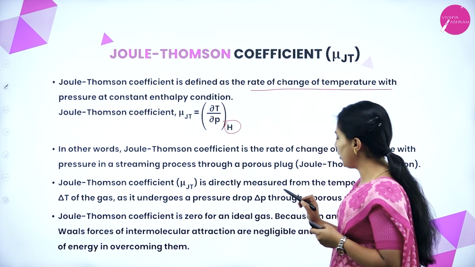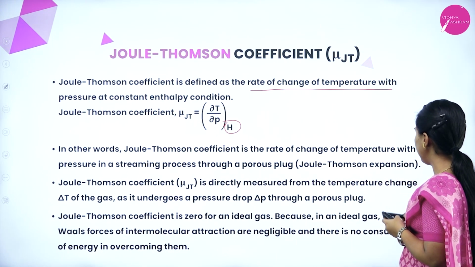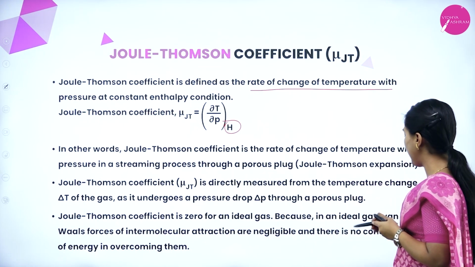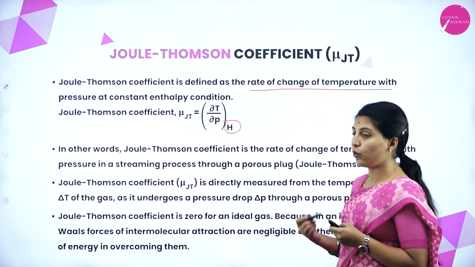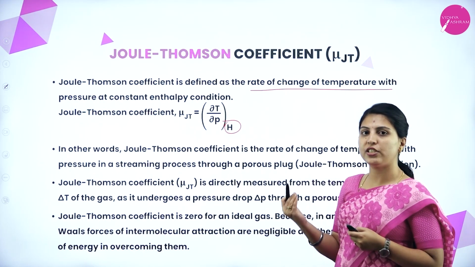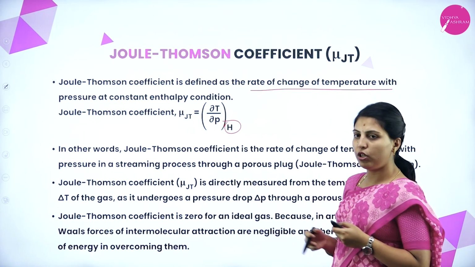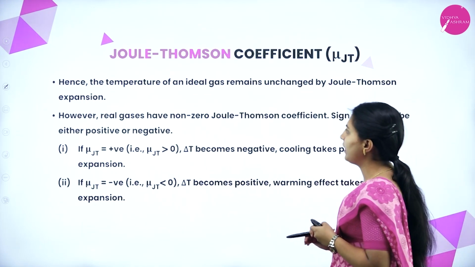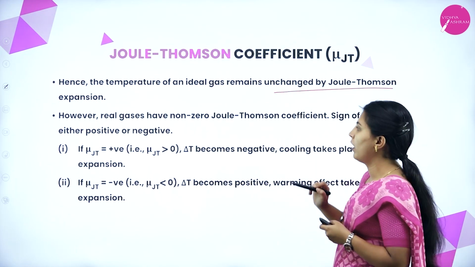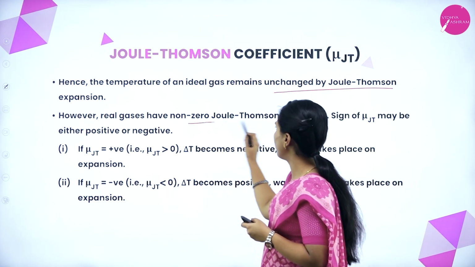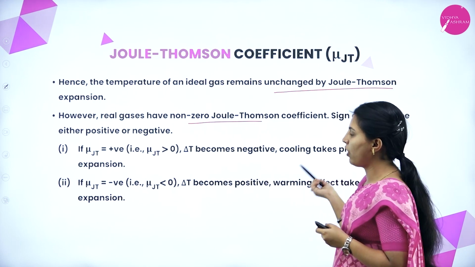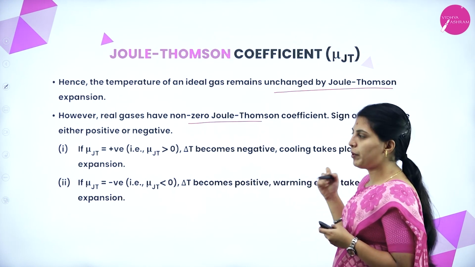The Joule-Thomson coefficient is 0 for an ideal gas because in an ideal gas, the van der Waals intermolecular attractions are negligible and there is no consumption of energy in overcoming them. Hence, the temperature of an ideal gas remains unchanged by Joule-Thomson expansion. However, real gases have a non-zero Joule-Thomson coefficient. The sign of mu JT may be either positive or negative.